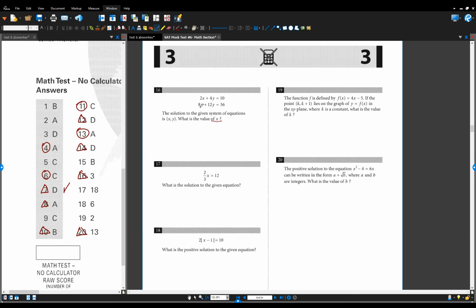Times 3. 6x plus 12y equals 30. But same sign, positive, in this case, to eliminate y, we need to subtract, okay? 8x minus 6x is what, 2x? 36 minus 30 is what, 6? X equals 3, isn't it? That is the x coordinate of the solutions, okay? We don't need the y.